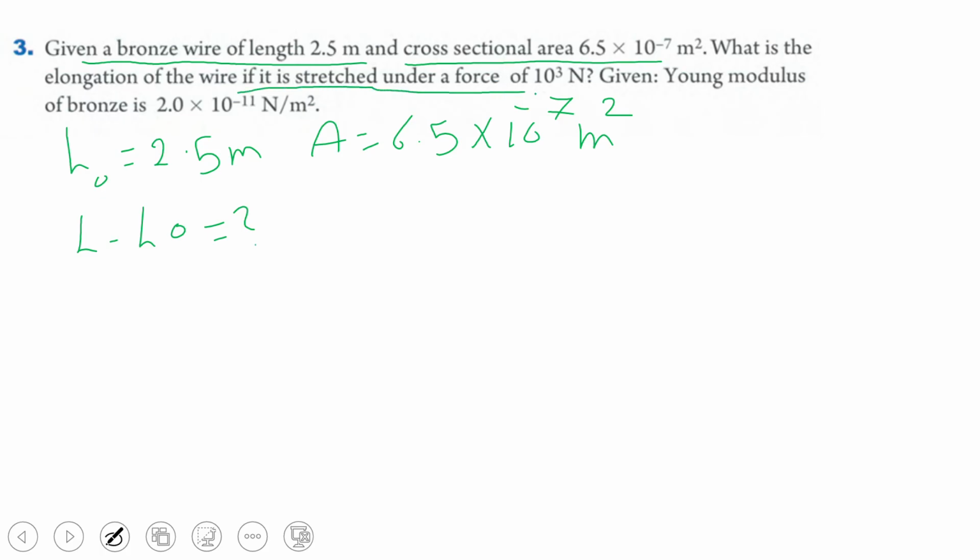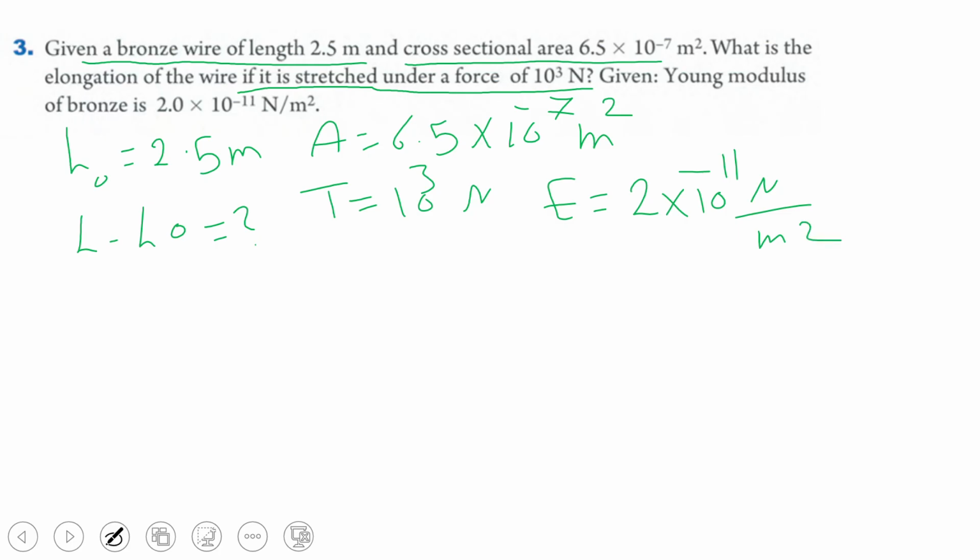The wire is under a force, this is T, tension, written as 10 power 3 Newton. The Young modulus is written as 2 times 10 power negative 11 Newton per meter square. Okay, look. We have L naught, we have area, we have Young modulus, we have tension. So in that case, we have to use the rule of Young modulus. Young modulus equals T L naught over area times L minus L naught.